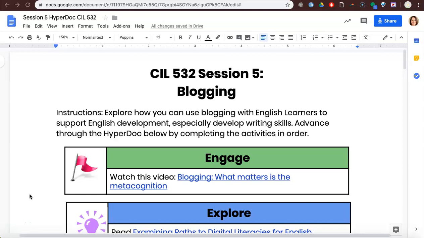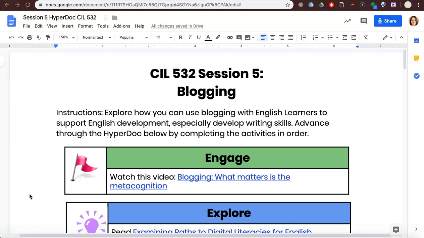The topic of session 5 is blogging with English learners. I decided to split the topic of using technology to develop writing skills with ELs into 2 sessions. The first session is blogging, and the second session, which is session 6, is digital storytelling. This way I can really focus in on one specific strategy and give you some solid examples on that without it being very overwhelming and too long of a talk.